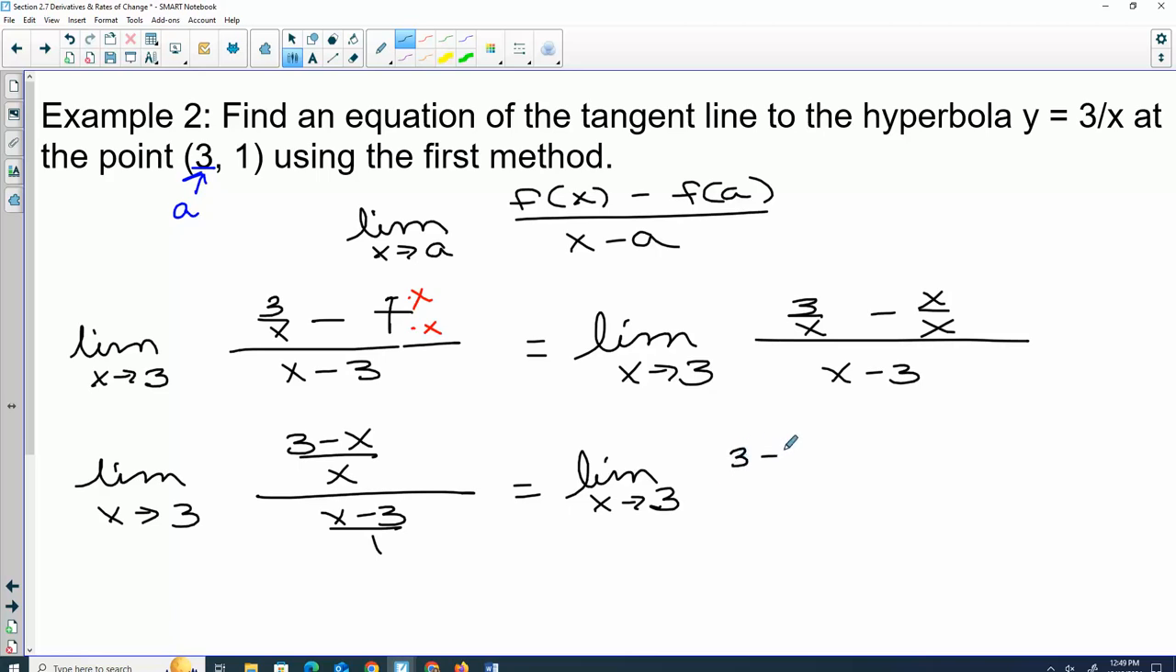So 3 minus x over x times 1 over x minus 3. 3 minus x and x minus 3. Are those exact or do those cancel? No. Negative x plus 3, isn't it? You take out a negative 1. Okay. And then it would be a negative 3 and a positive x. Now do they cancel? Yes.